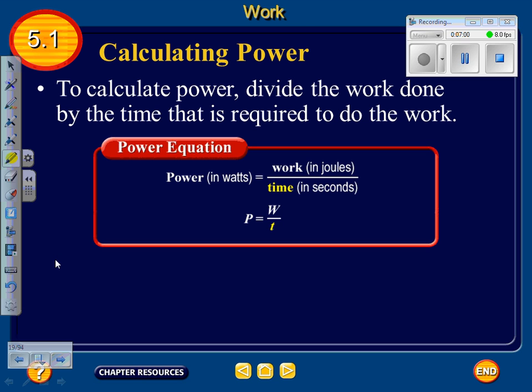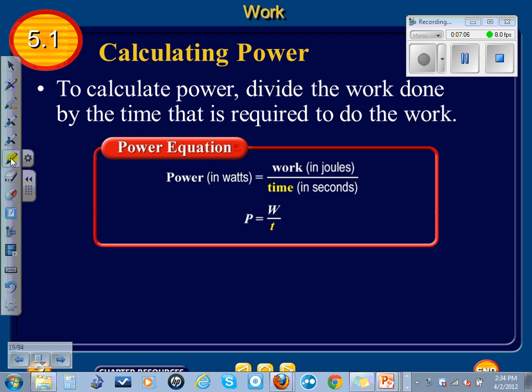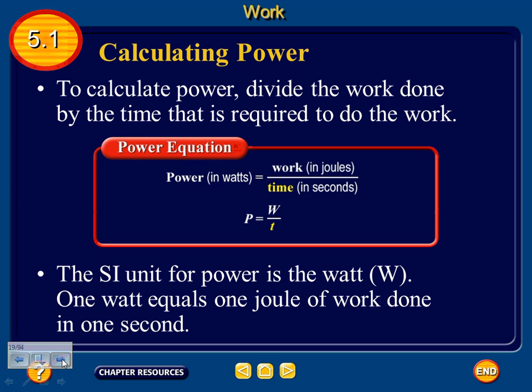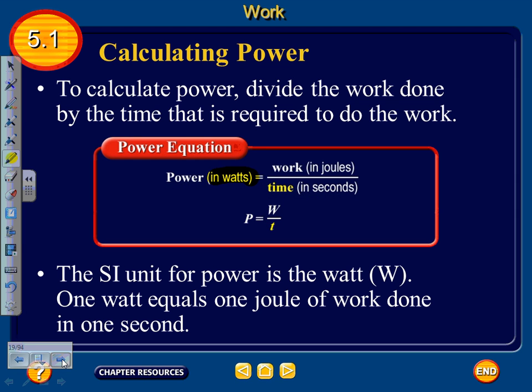To calculate power, divide the work done by the time that's required to do the work. So power, and here's a new SI unit, power measured in watts equals work in joules divided by time in seconds. Power equals work divided by time. The SI unit for power is the watt, expressed as a capital W. And again, another good test question, the SI unit of power. And 1 watt equals 1 joule of work done in 1 second.